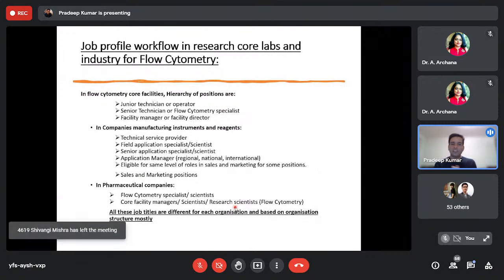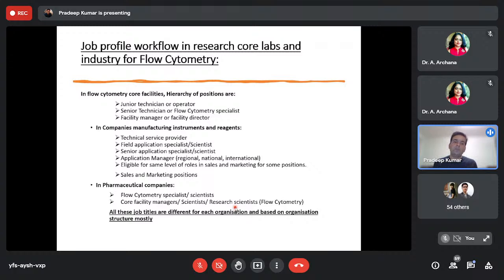So the titles of these positions are basically with respect to different institutes, because each institute has a different way of segregating these different titles of positions, but it mostly starts with junior technician, senior specialist, or facility manager or facility specialist kind of thing.